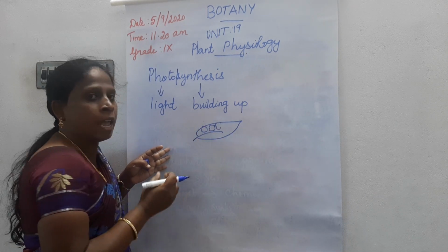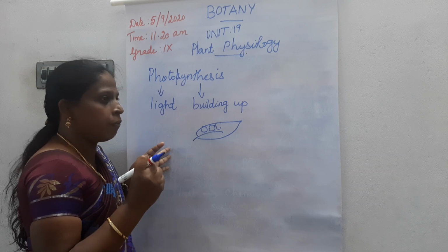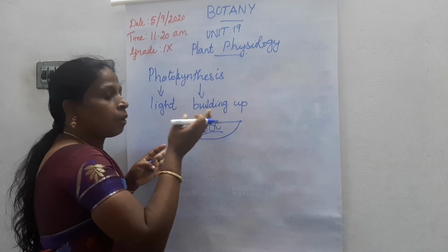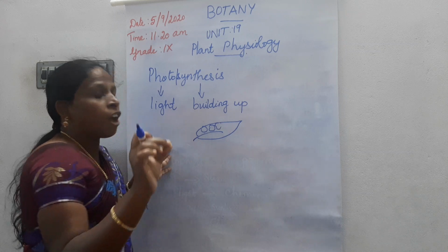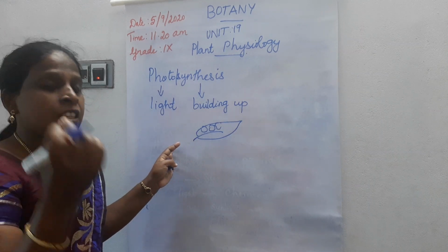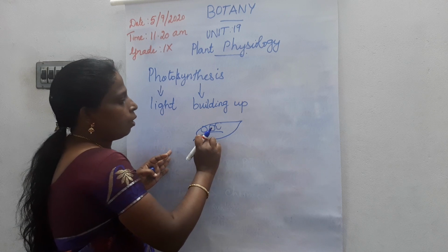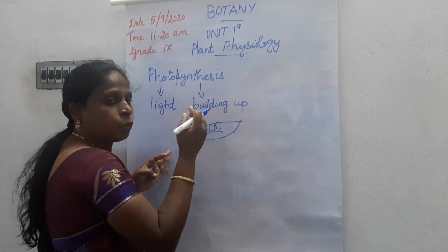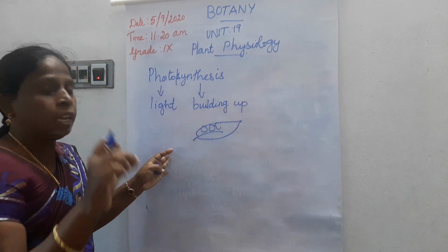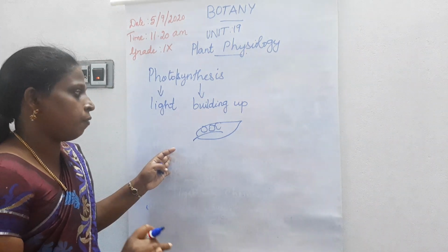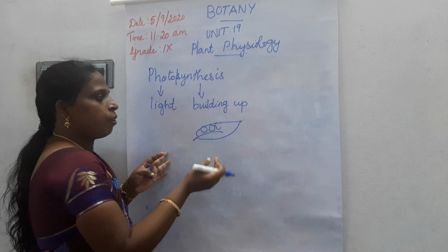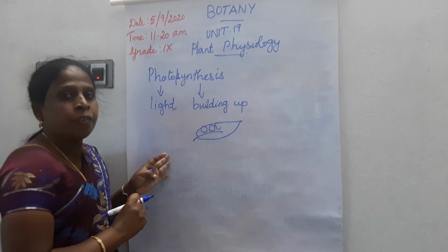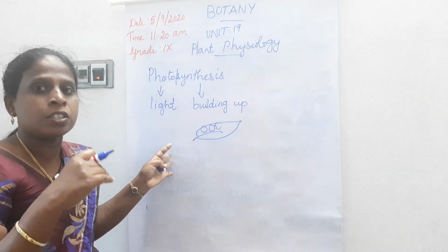From the Coleus plant, we can pluck one leaf. This leaf is kept in the dark room to de-starch the leaf. So first we have to de-starch the leaf. For that we have to keep the leaf in the dark room for 24 hours. After 24 hours, we take this leaf and test for starch.